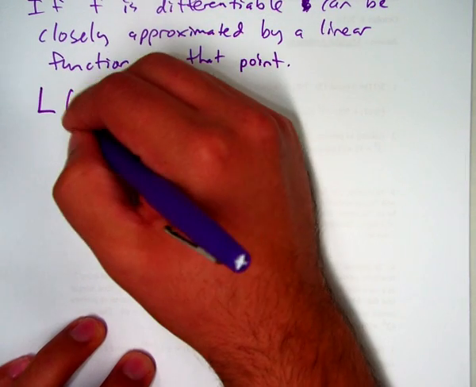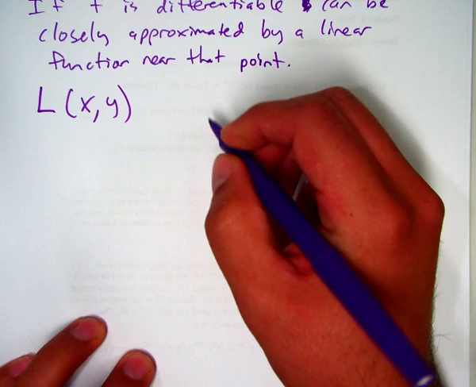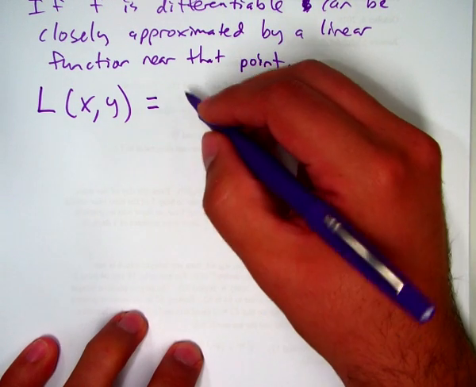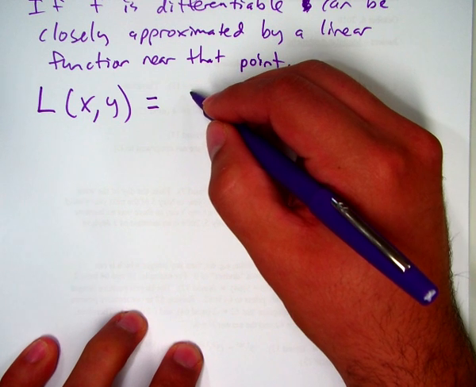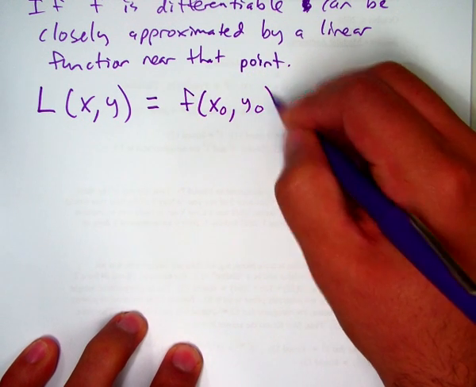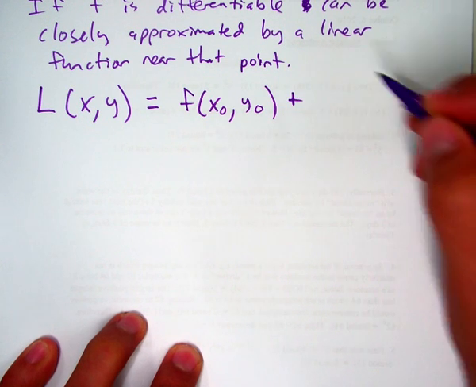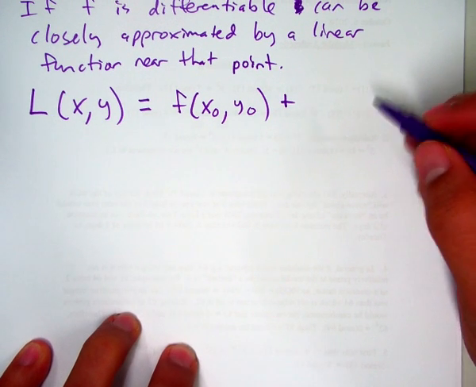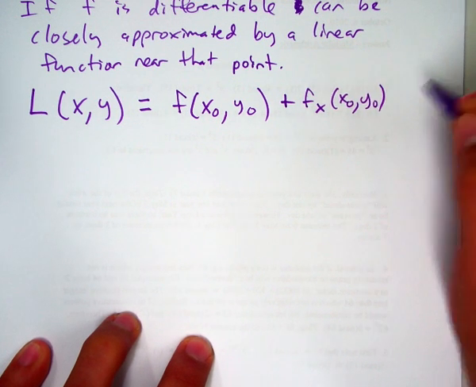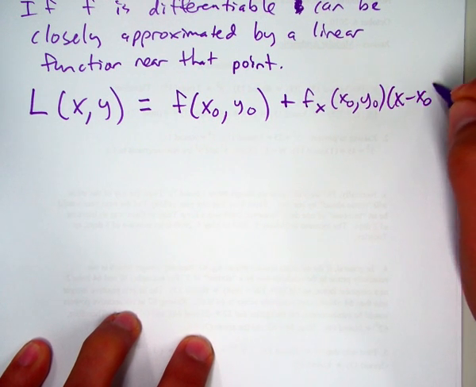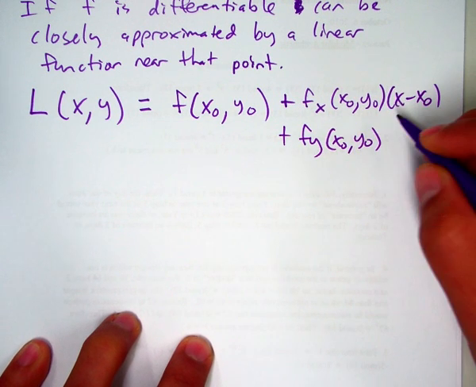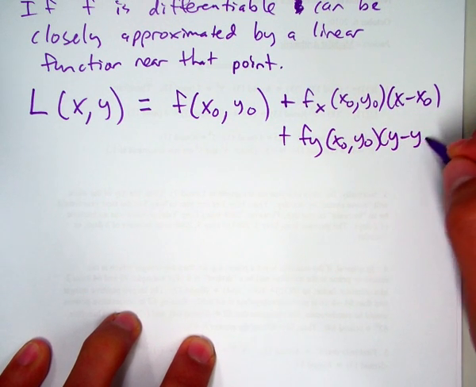And it looks something like this. L of x, y will equal, and hopefully this makes sense to you, the initial point evaluated, plus partial x evaluated at the initial point times change in x, plus partial y evaluated at the initial point times change in y.